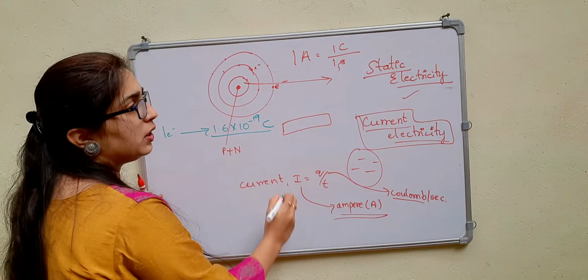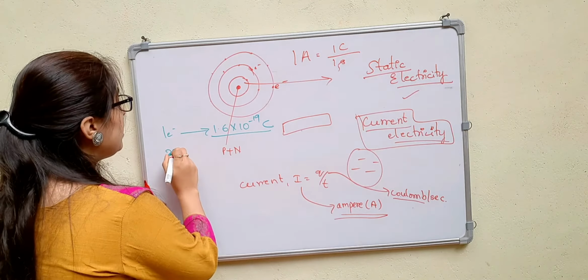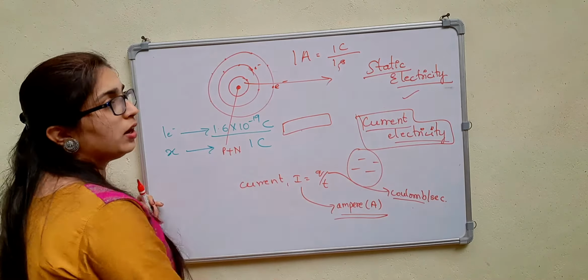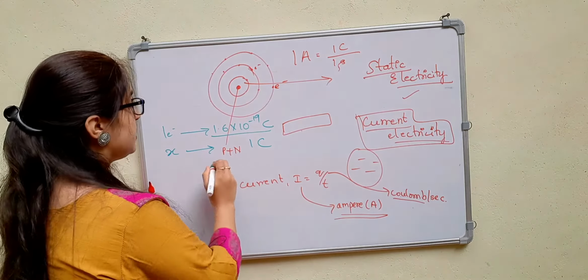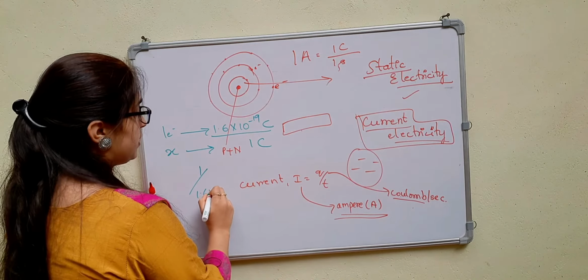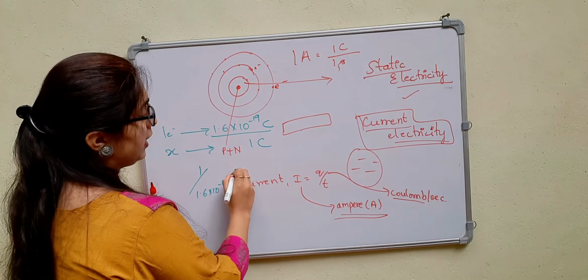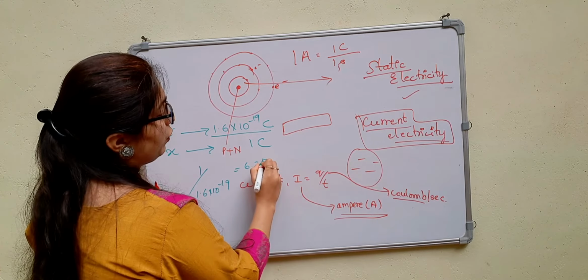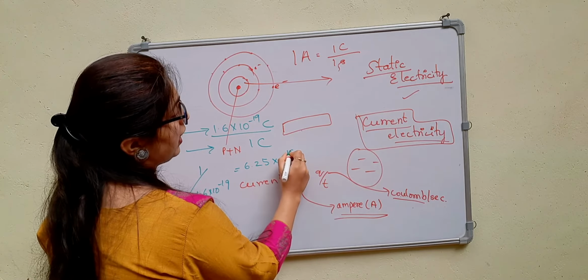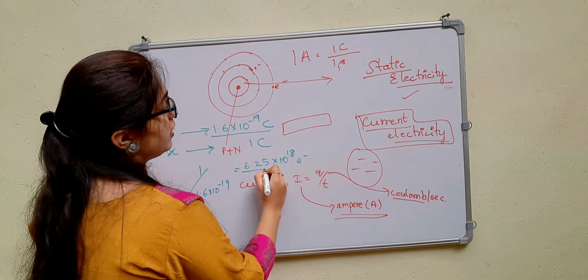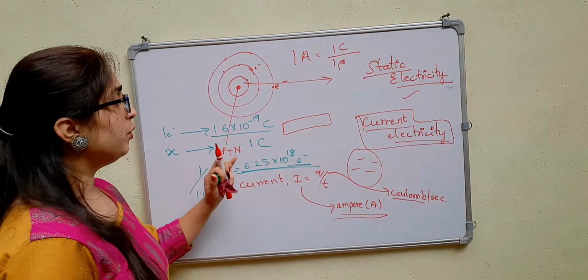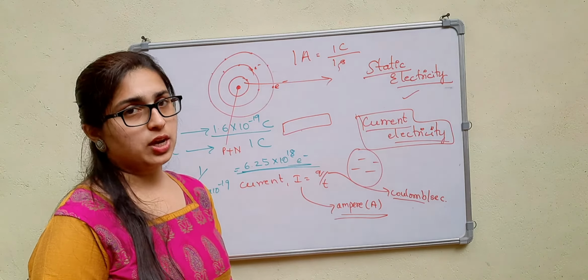You know 1 electron has a charge of 1.6 into 10 raised to minus 19 coulomb. Now I am considering only the magnitude. So how many electrons will constitute 1 coulomb of charge? It's 1 divided by 1.6 into 10 raised to minus 19, which is 6.25 into 10 raised to 18 electrons. So this many electrons constitute 1 coulomb of charge.